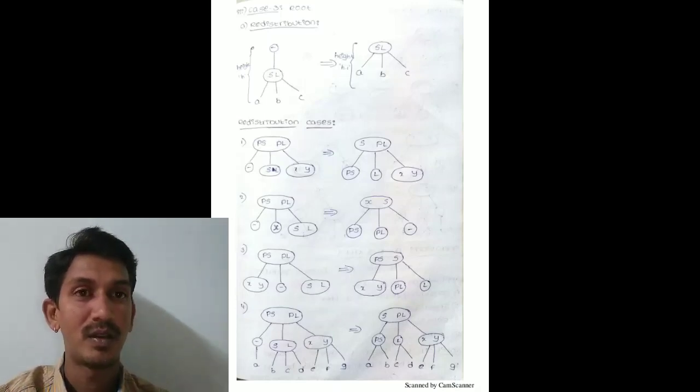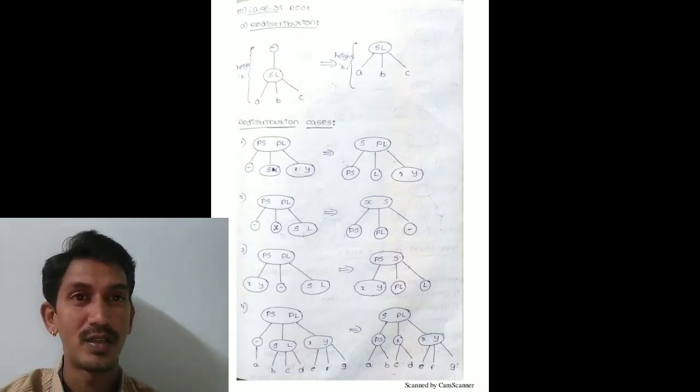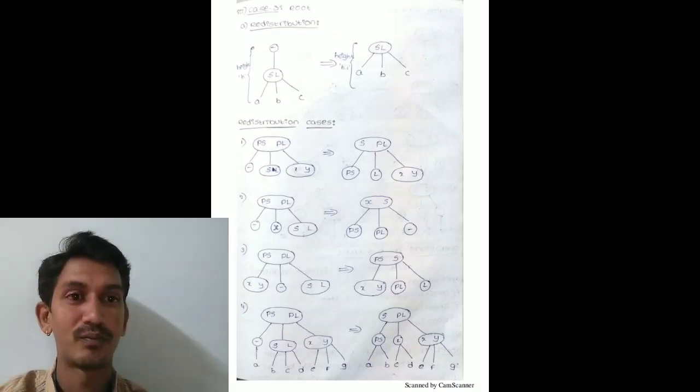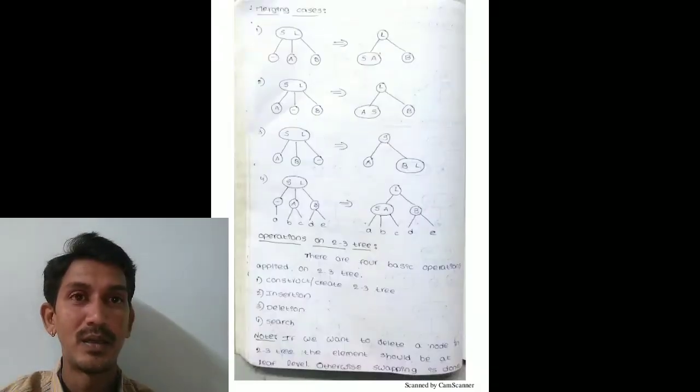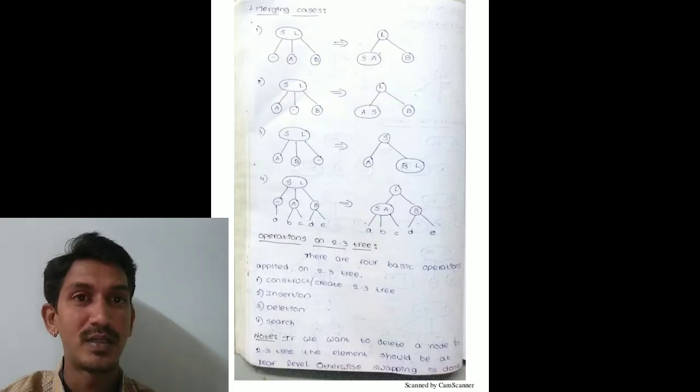These are some complicated redistribution cases, but not everything is complex. It is a little bit difficult, but not impossible. If you have understood the concept, it is easy to redistribute the elements. So these are some matching cases also. See the matching cases.